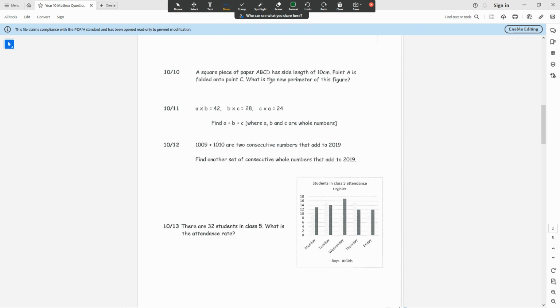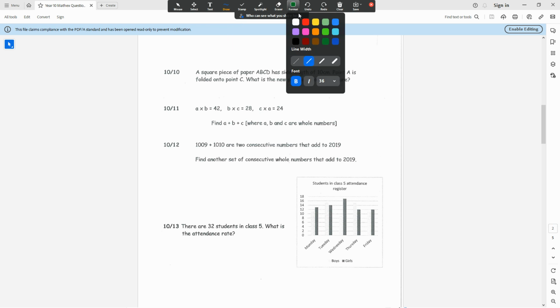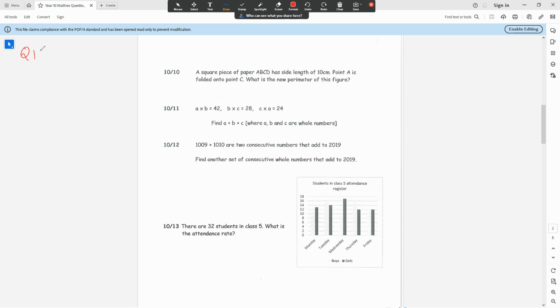A square piece of paper. Let's go to question number 10 on the side. A square piece of paper ABCD has side length of 10, so that means 10 centimeters on either side. Let's say this is A in order, B, C, and D. Now, point A is folded onto point C.